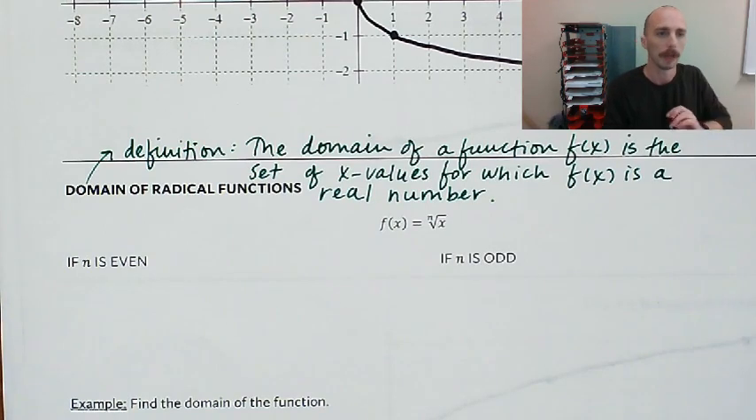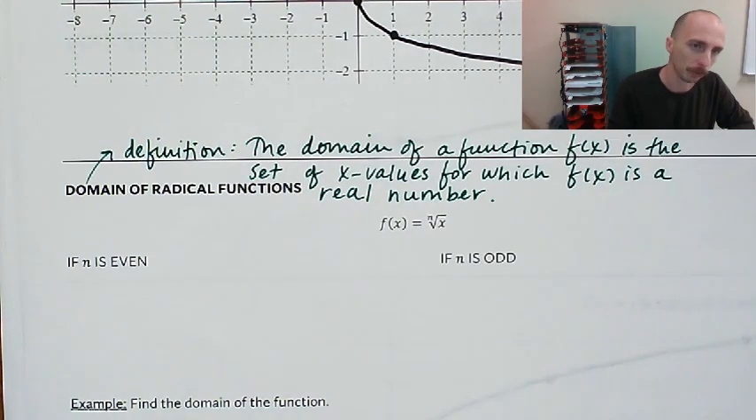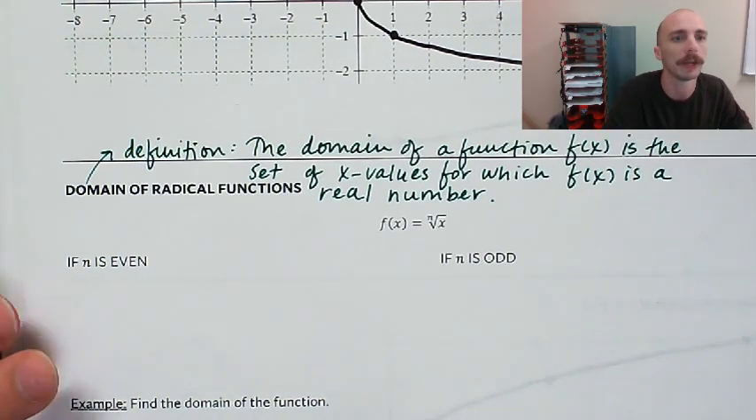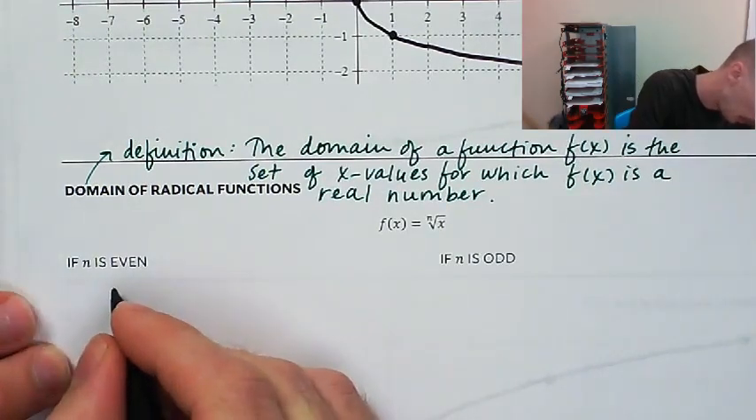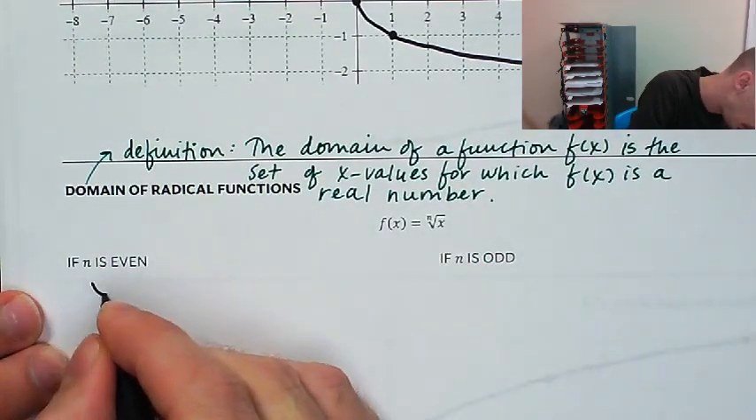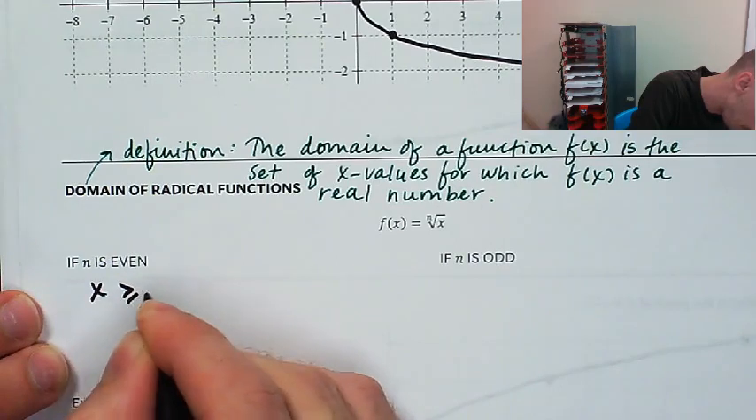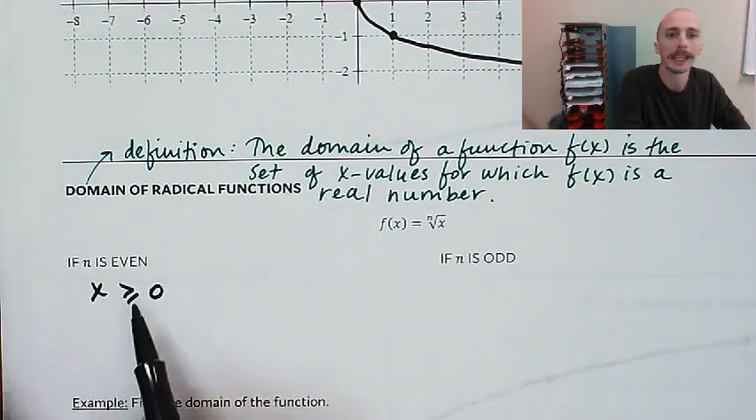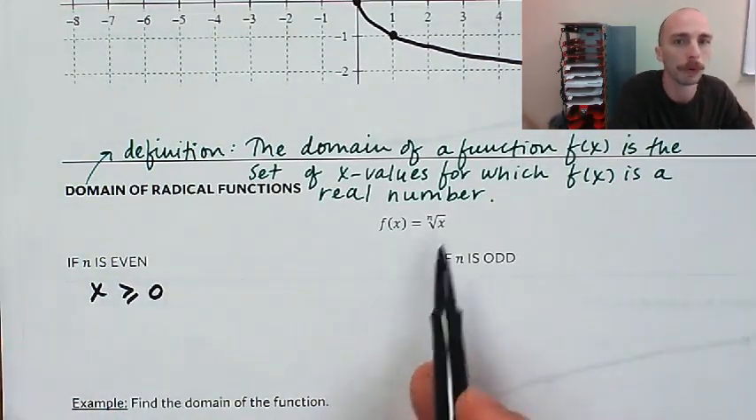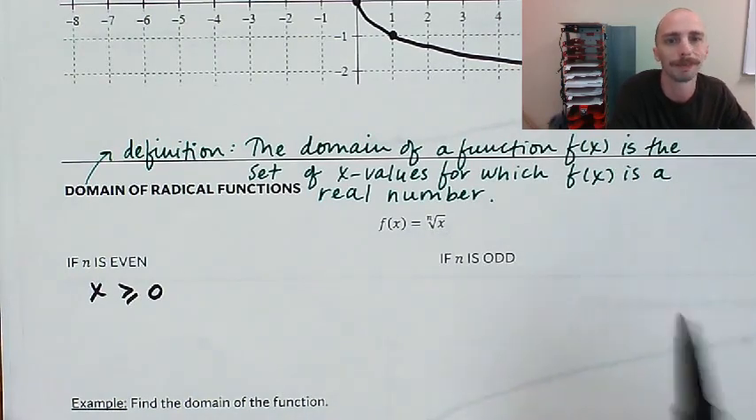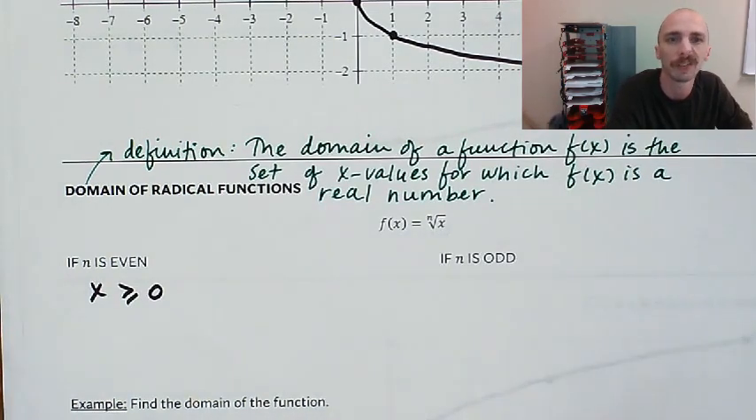Okay, so if n is even, if we're taking an nth root, then what we put on the inside of the radical, the radicand, has to be greater than or equal to 0. So this thing x, I'm going to set greater than or equal to 0. Equal to 0 is okay because I can take the square root of 0, the fourth root of 0, any even root of 0, and I'm just going to get 0.